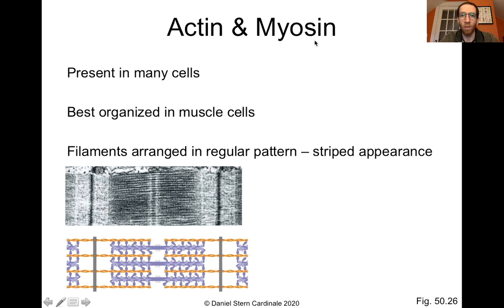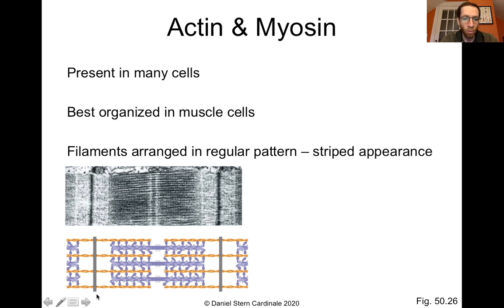So actin and myosin are not unique to muscle cells. They're present all over the body, but you find them best organized in a very orderly pattern, and it's that repeating pattern that provides the striped appearance that gives skeletal muscle its striped look and why it's sometimes called striated muscle. So you can see right here, this is a micrograph showing the orderly arrangement of these materials.